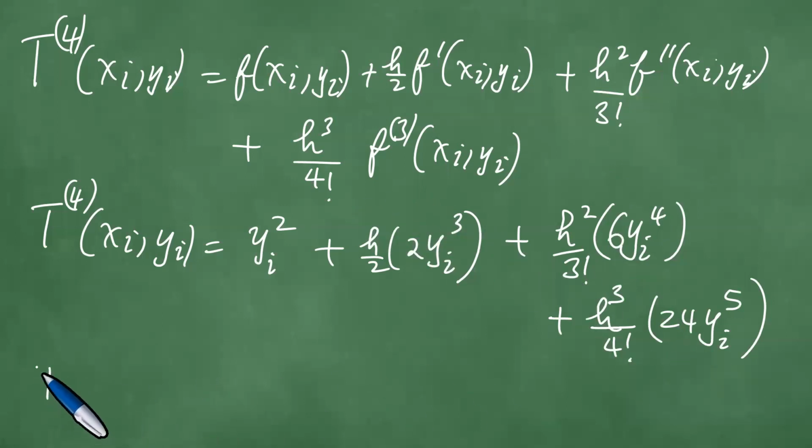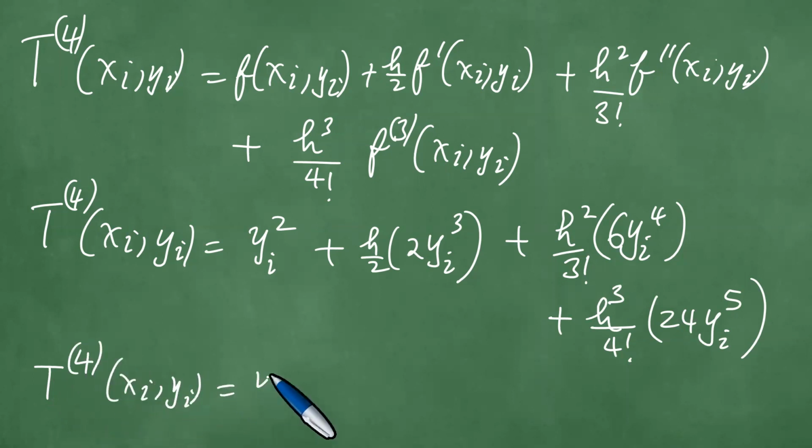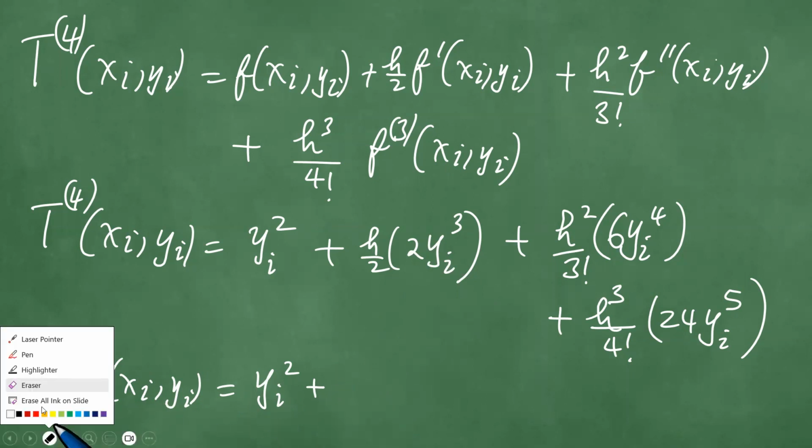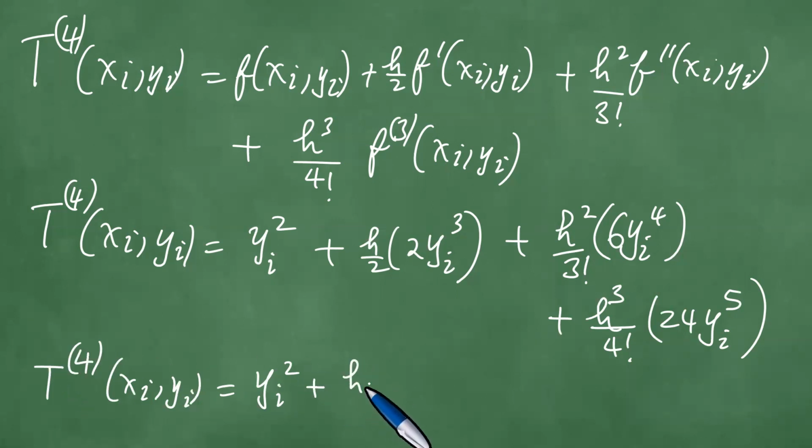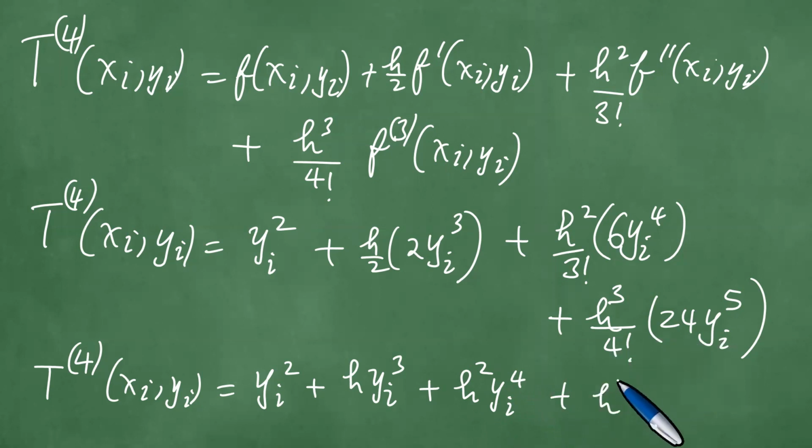Yes, this question featured elsewhere, but now we're just focusing on this November 2023 paper. So this one is yi squared, and then 2 cancels 2, giving us h yi cubed plus, these 3 cancel, and then you have h squared yi to the fourth power. 4 factorial is 24, because 4 factorial is 4 by 3 by 2 by 1, which is going to cancel with this, and therefore is h cubed yi to the fifth power.